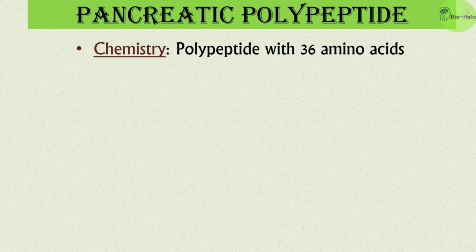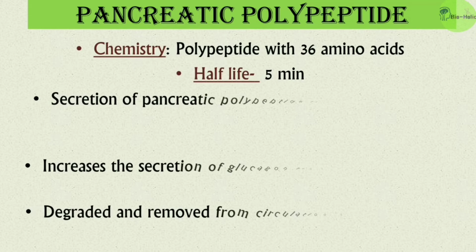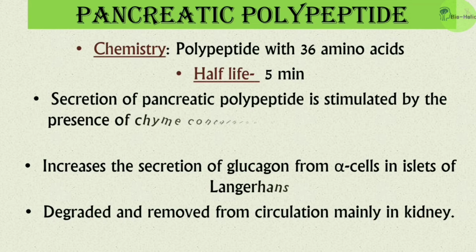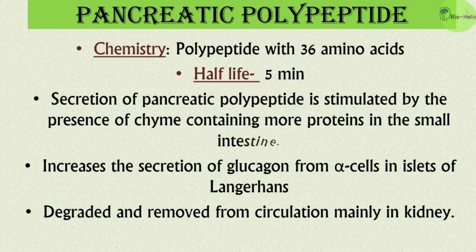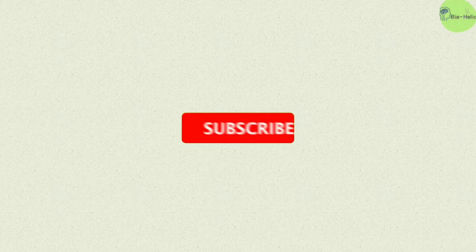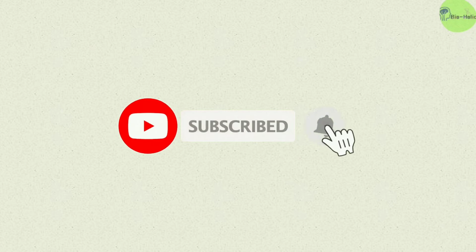Pancreatic polypeptide consists of 36 amino acids. It has a half-life of 5 minutes. The secretion of pancreatic polypeptide is stimulated by the presence of chyme containing more proteins in the small intestine. It increases the secretion of glucagon from alpha cells in the islets of Langerhans. It is degraded and removed from circulation mainly in the kidneys.